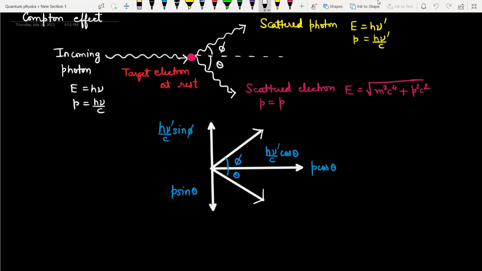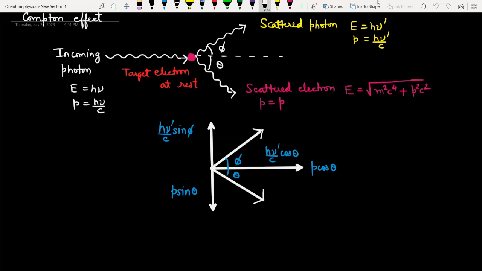Now we will use our basic knowledge of collision, and we will write the conservation of momentum. We'll get some equation, we'll write the conservation of energy, we'll get another equation, and then we'll do some algebra to find out the shift in the wavelength of the incoming photon compared to that of the scattered photon.